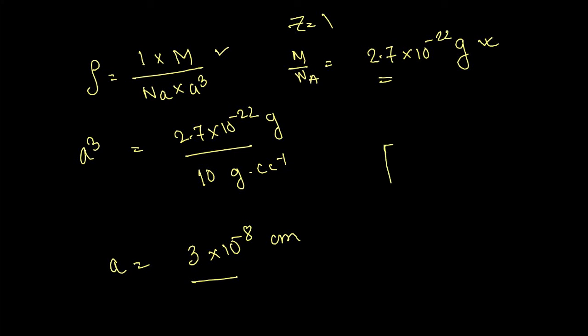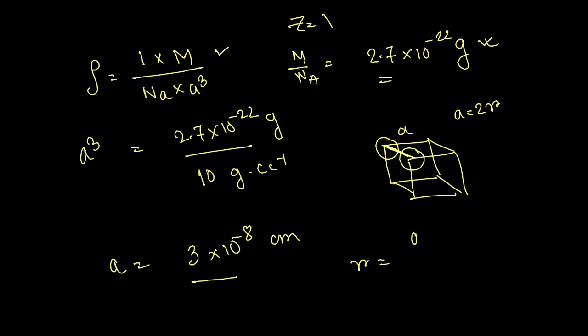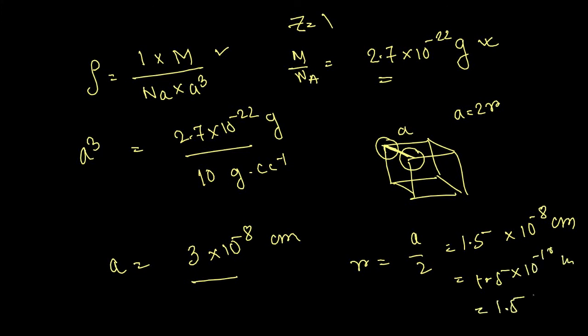centimeter. Now as we know, for simple cubic lattice, the arrangement is like that, here 2 atoms. So here this one is a, so a is equal to 2r, that means r equals a by 2, that means here it will come 1.5 into 10 to the power minus 8 centimeter. So that means 1.5 into 10 to the power minus 10 meter, which equals 1.5 angstrom. So the answer will be 1.5 angstrom.